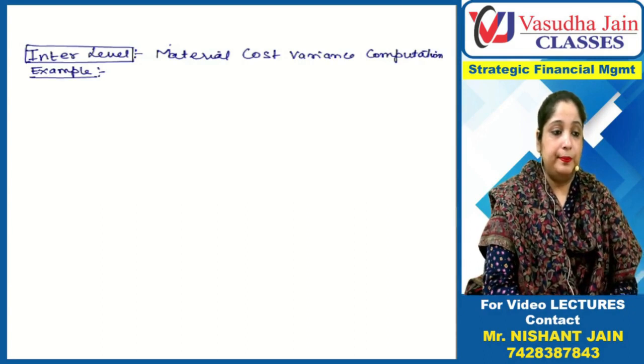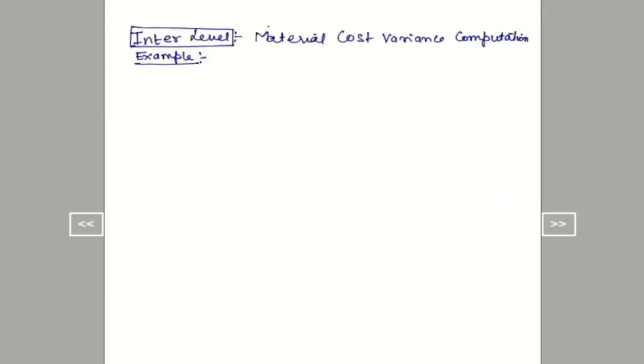Please write down an example. Case 1. There are two cases which we will discuss. One without normal loss and another one with normal loss. Okay. So, case 1 is a basic case, basic computation.